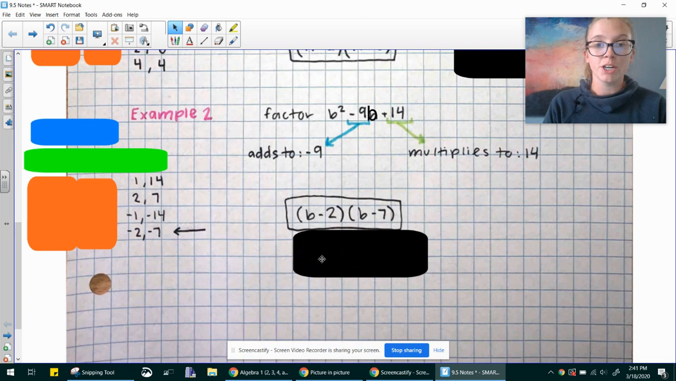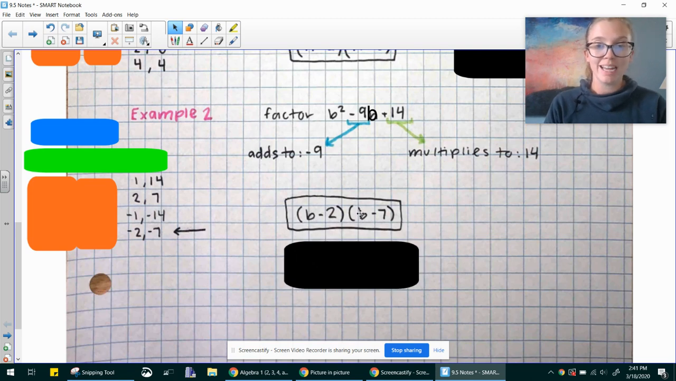My factors are going to be b minus 2 and b minus 7. We take our variable and our magic numbers, and that is what's going to create our two binomials.